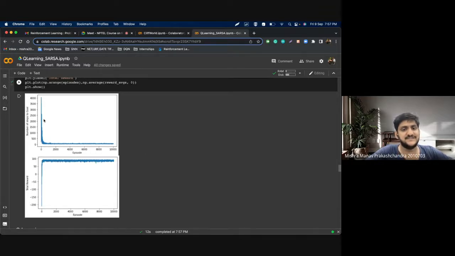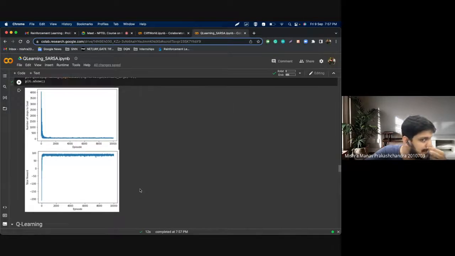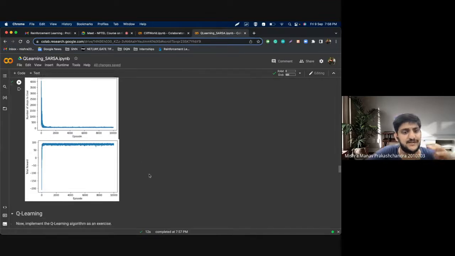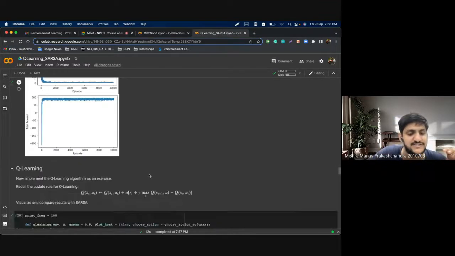So this is the number of steps to reach the goal state. Initially it took a lot of steps to reach the goal, and with a few hundred episodes, you require very limited steps to reach the goal, and you find a nice convergence here. And same for the total reward. In a few hundred episodes, you can get the best possible total reward convergence.